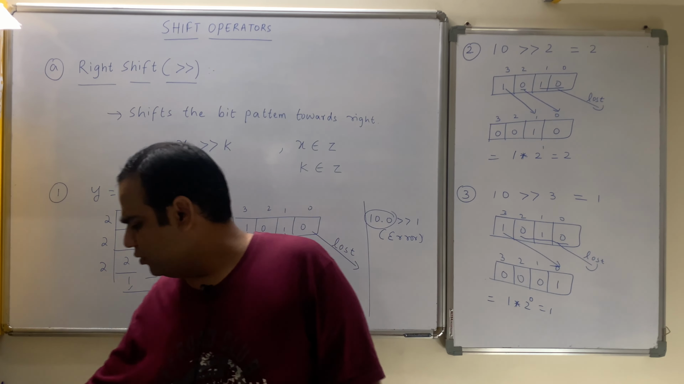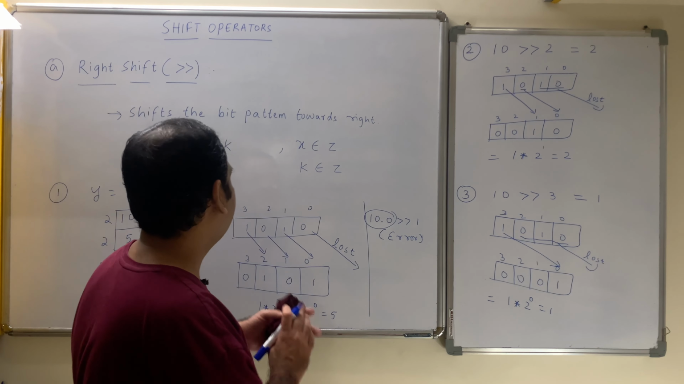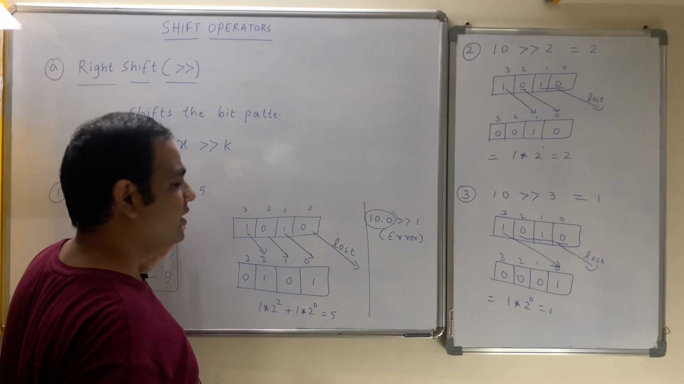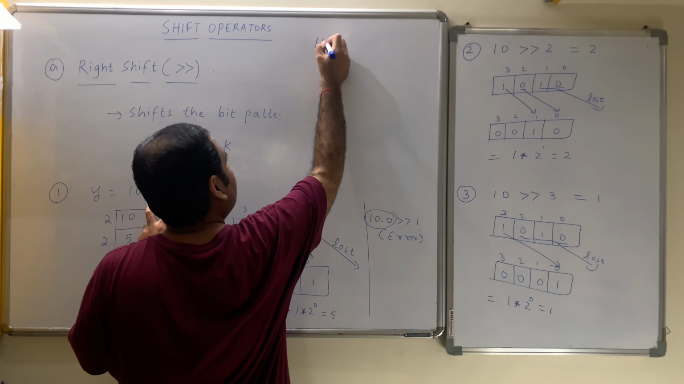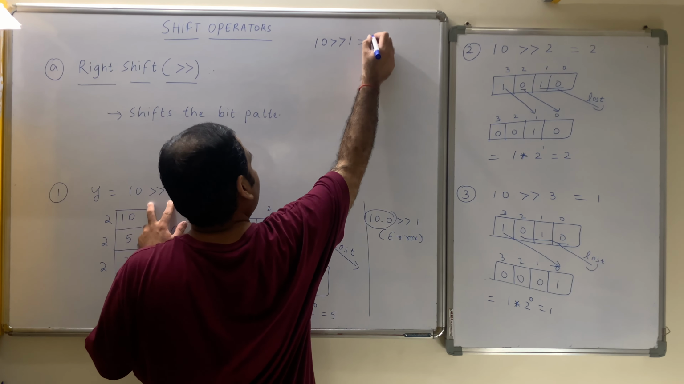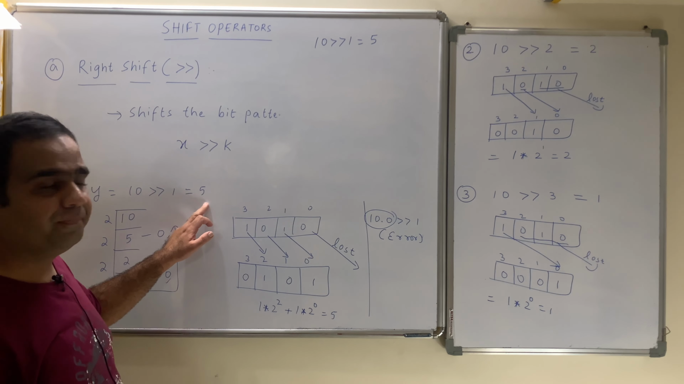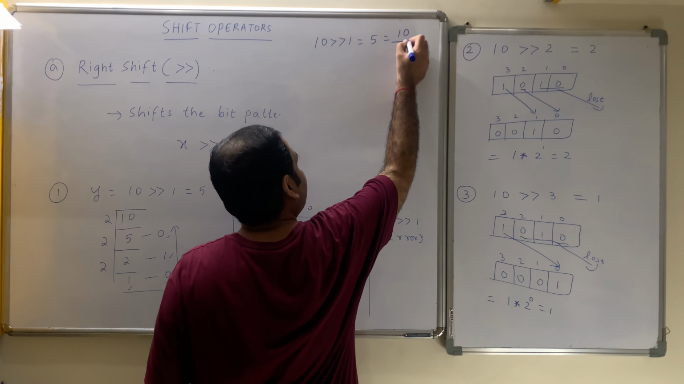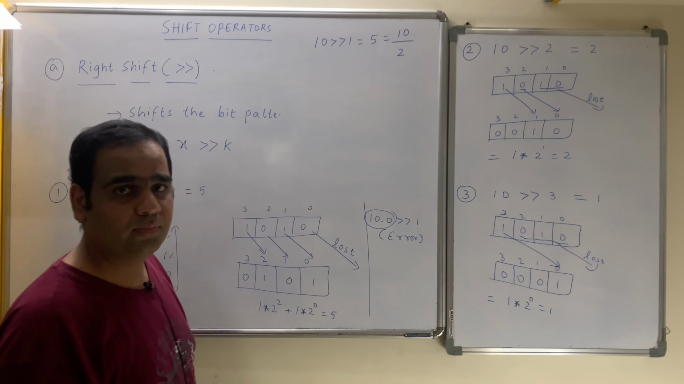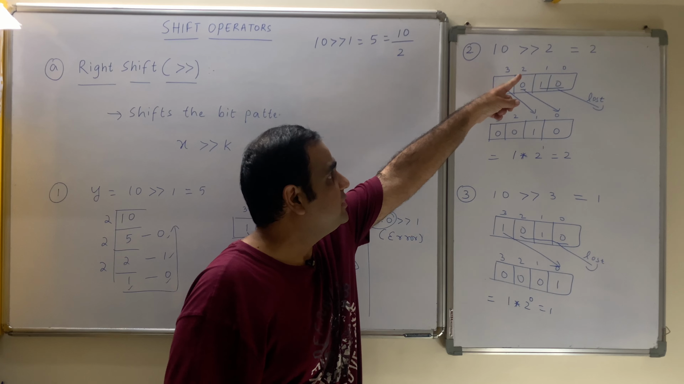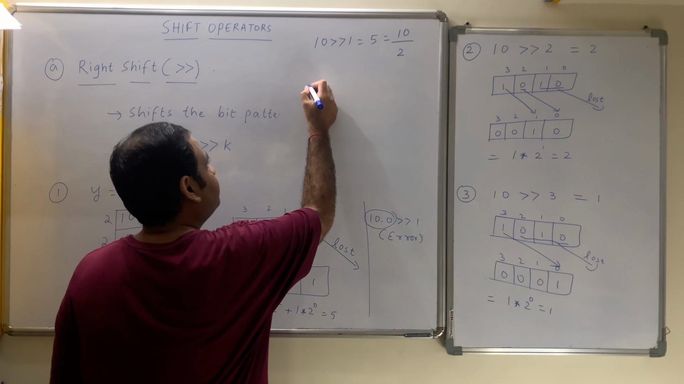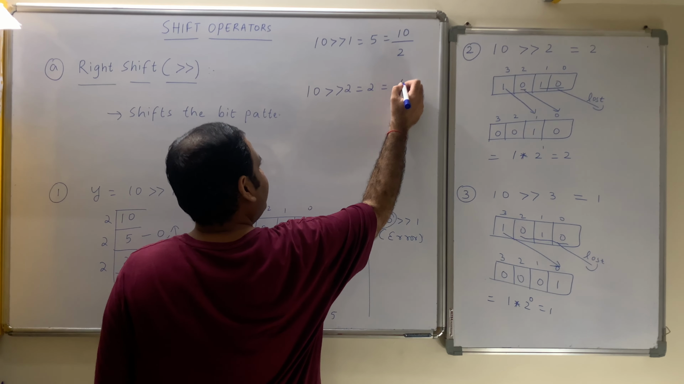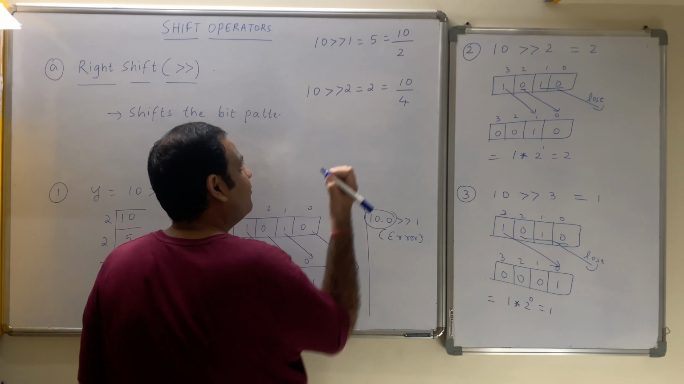Now if I have to summarize it, what have we understood? We know that 10 right shift 1 is equal to 5. Now this 5 we can write as 10 divided by 2. The next thing, 10 right shift 2, we got the answer as 2, and we can write it as 10 divided by 4.